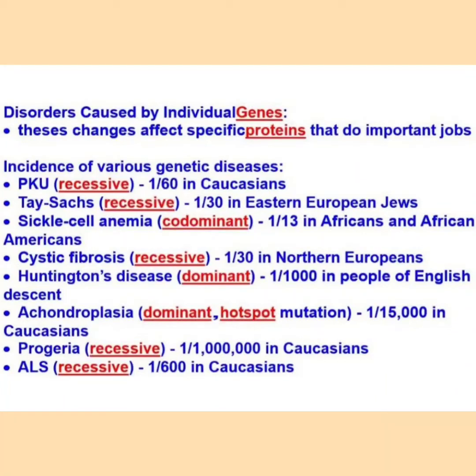Cystic fibrosis, which is a recessive allele, 1 in 30 in Northern Europeans. Huntington's chorea, which is a dominant allele, 1 in 1000 in people of English descent. Achondroplasia, which is a dominant allele, it's a hotspot mutation, 1 in 15,000 in Caucasians. Progeria, which is a recessive allele, 1 in 1 lakh in Caucasians. ALS, which is a recessive allele, 1 in 600 in Caucasians.